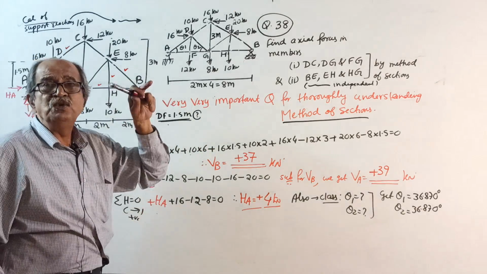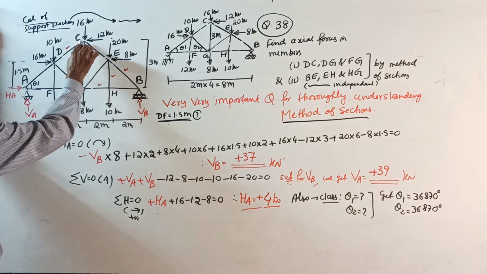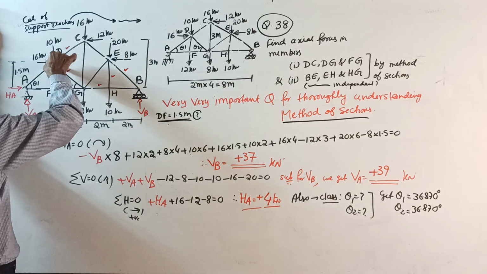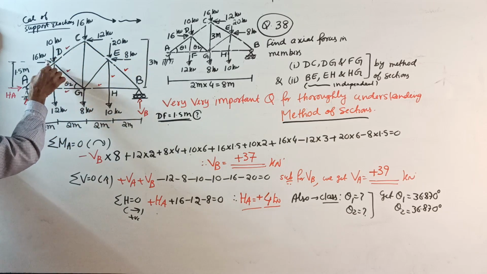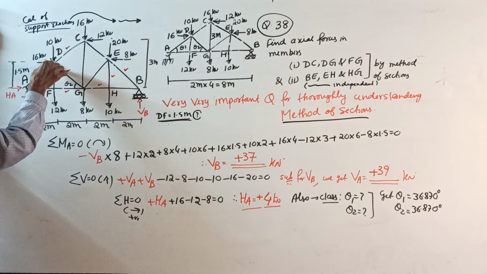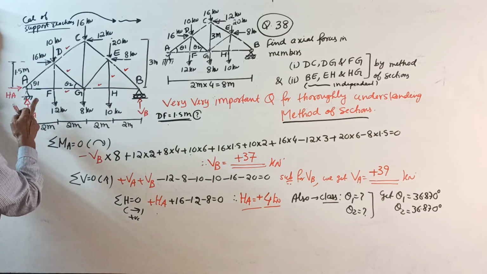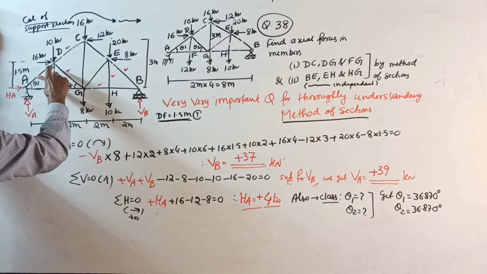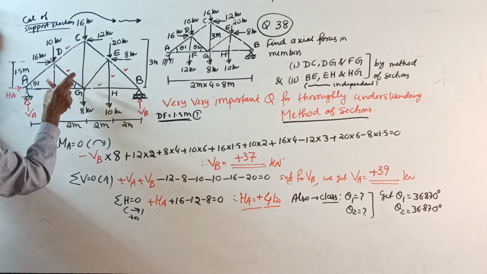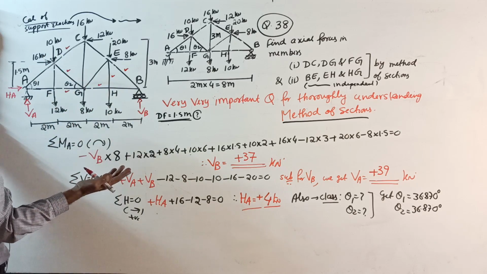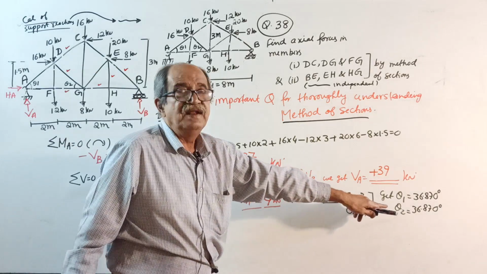So before you start method of sections, you find the angle of inclination of this inclined member and this inclined member with the horizontal. See, for this member, extend further here. You can mark the angle wherever you want. Somewhere here, mark theta 1. For this member, theta 2. If you observe correctly, tan theta 1 equals 1.5 by 2. Tan theta 2 also 1.5 by 2. So theta 1 will be equal to theta 2.